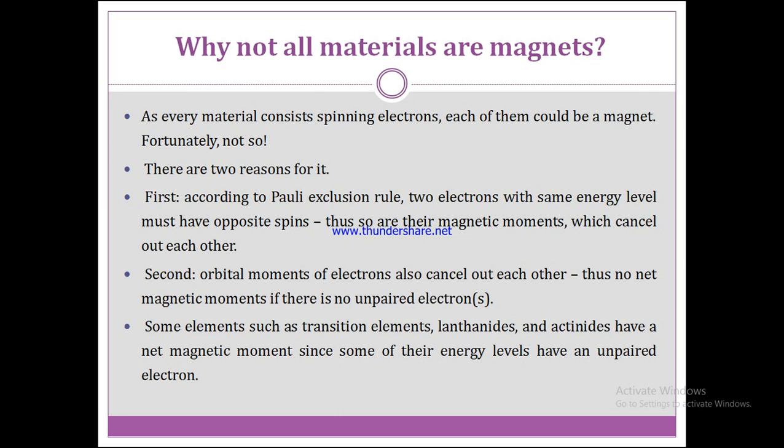Means what? According to the Pauli exclusion rule, when two electrons have the same energy band with opposite spins, then the magnetic moment created by those electrons has a value of 0, or the forces generated in opposite directions cancel each other and the net resultant becomes 0.